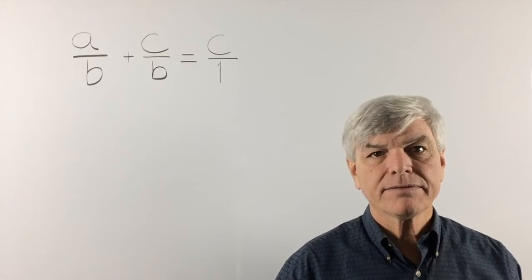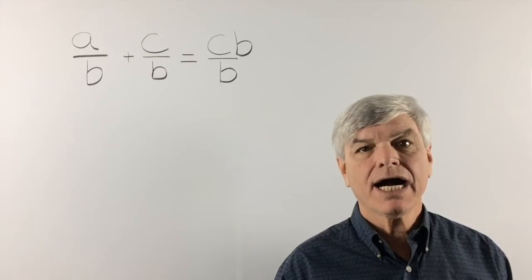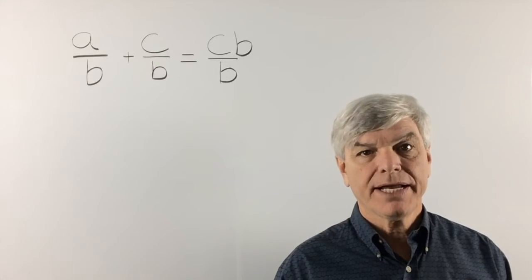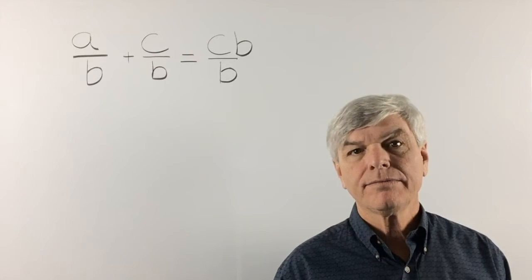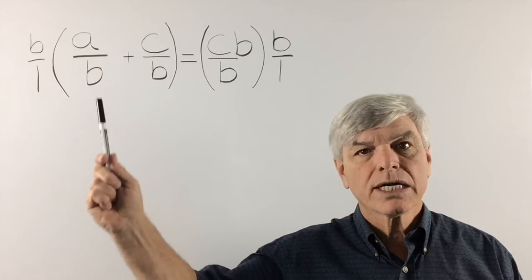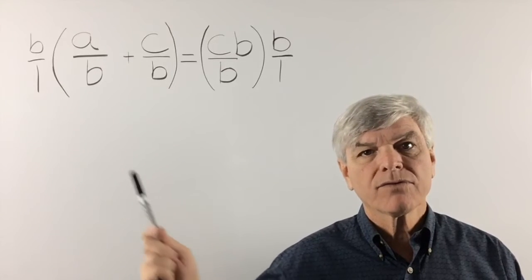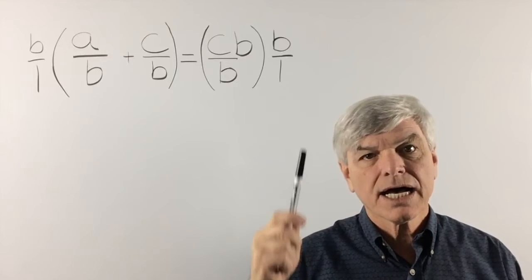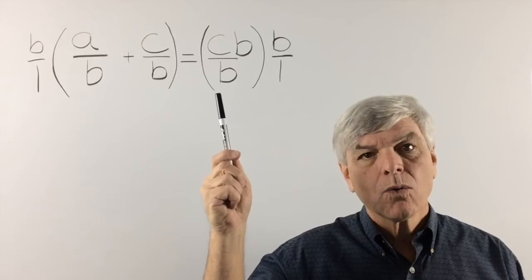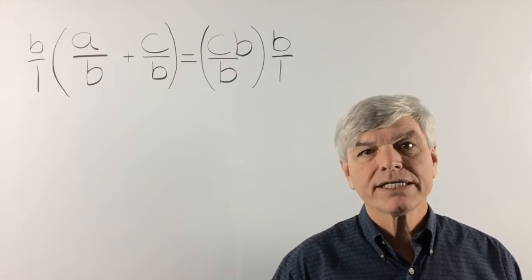times b over b. And where we have an equation where we have a common denominator, we can eliminate the denominators. And this is why. If we multiply this side by b over 1, we're going to eliminate that variable and that variable. And whatever we do to this side, we're going to do to this side. If we multiply this side times b over 1, we're going to eliminate this b here. And so all of our denominators are going to disappear.